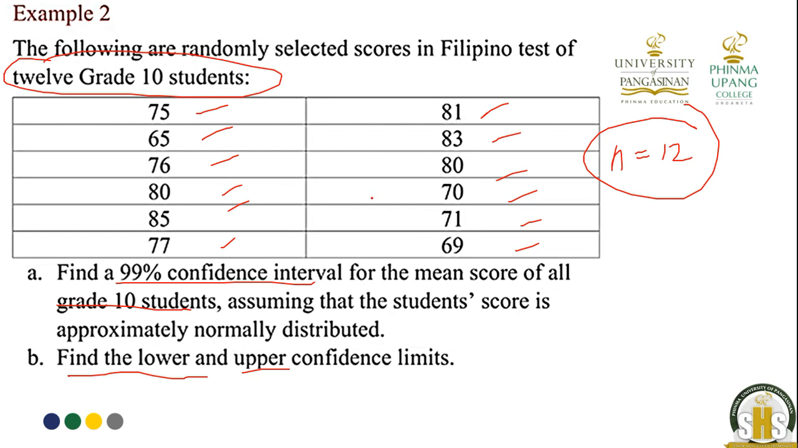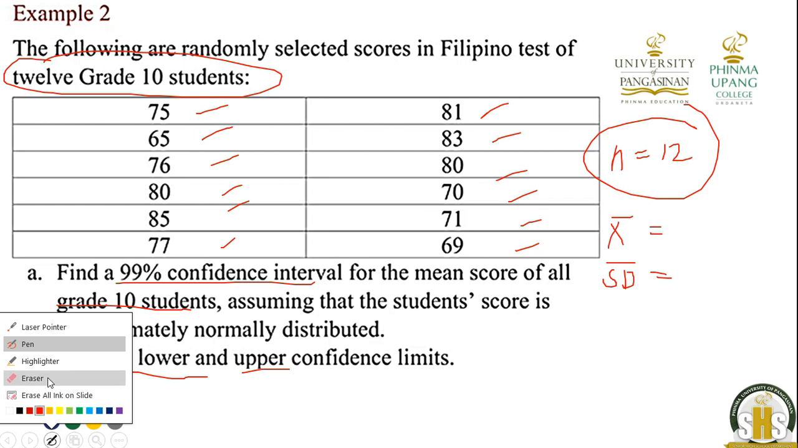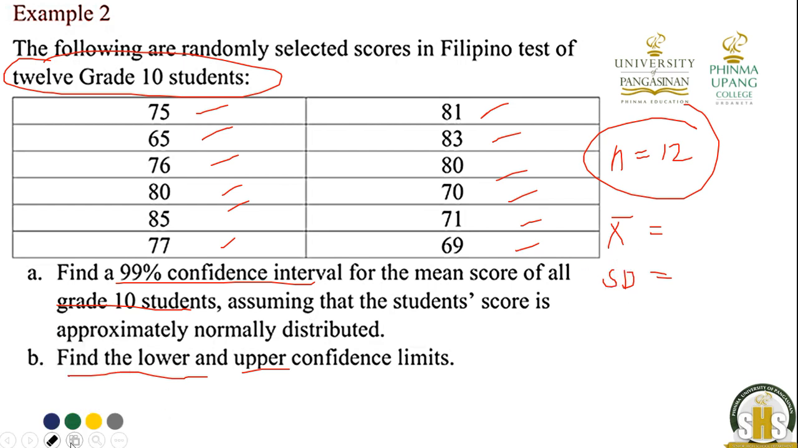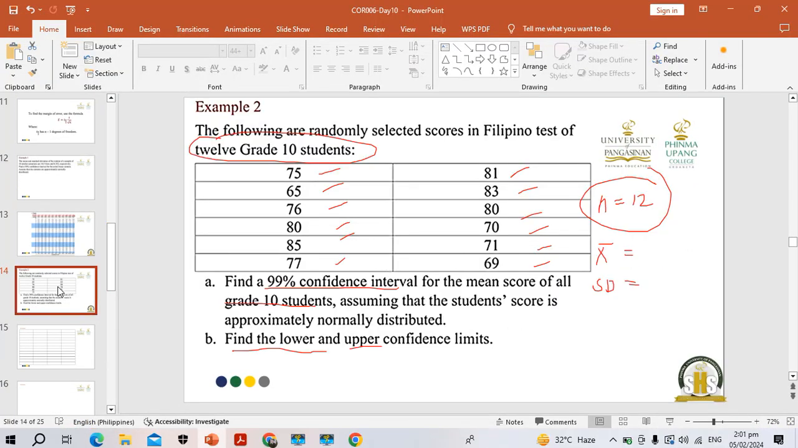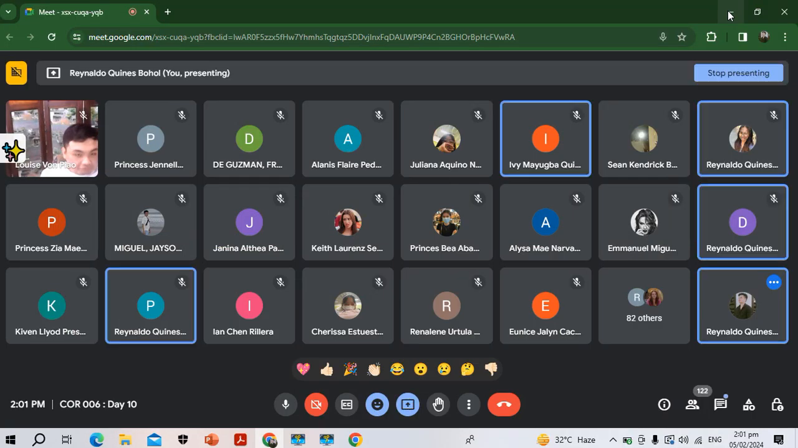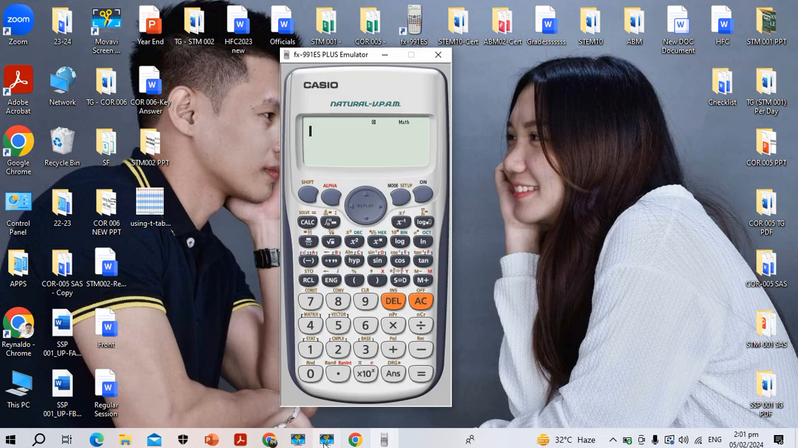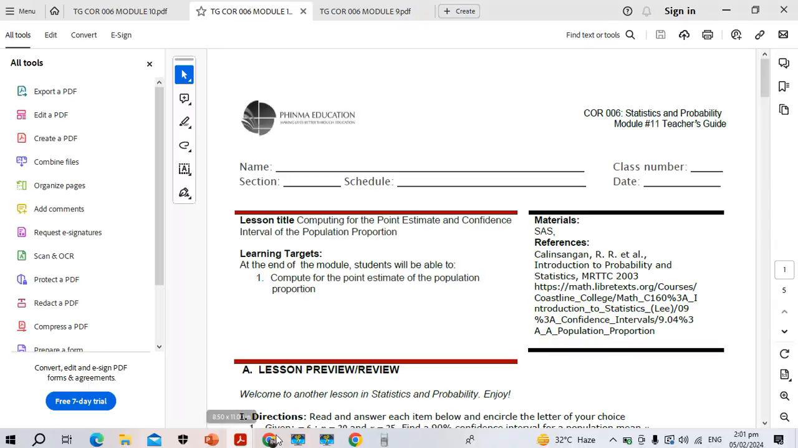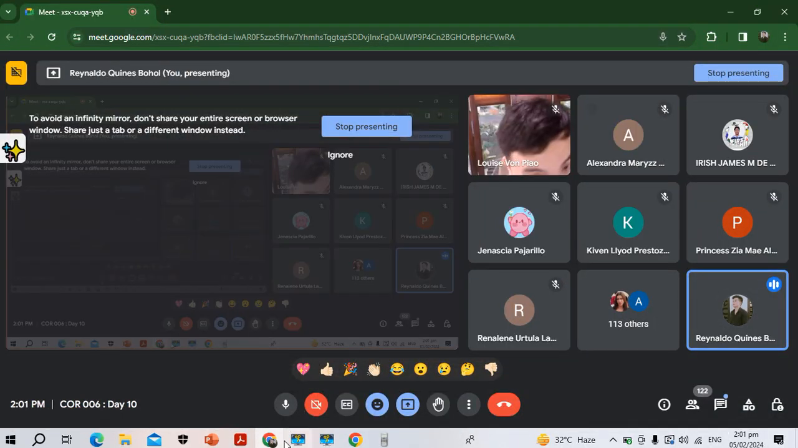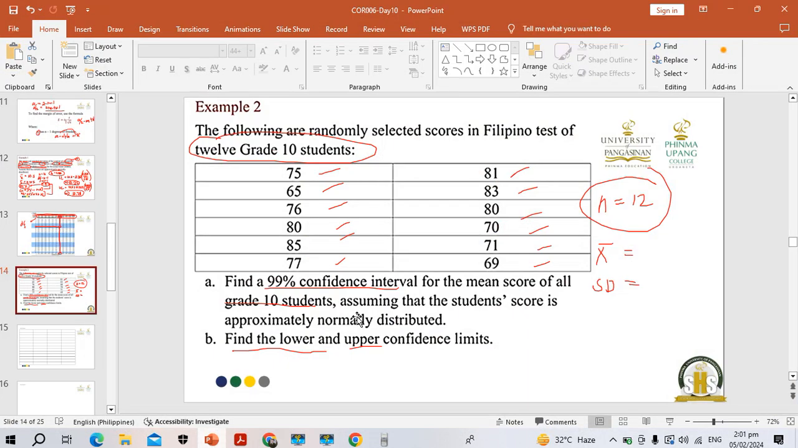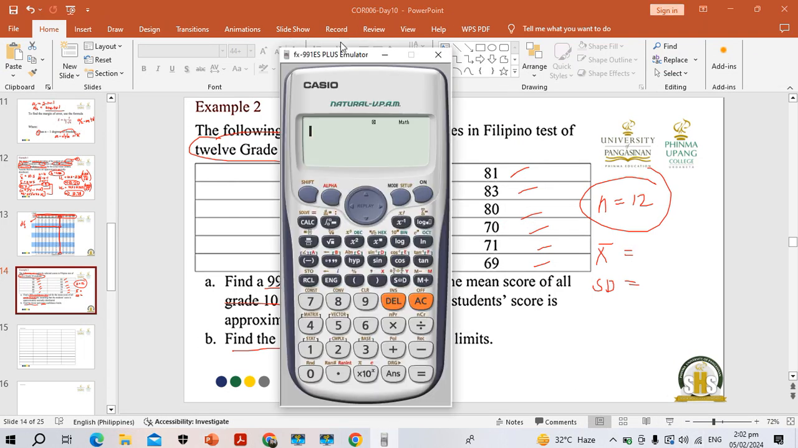First, kailangan hanapin natin yung x bar and your SD. Paano ulit hanapin si x bar? Gamit tayo ng calculator. Gagamit tayo ng calculator. Kailangan ko i-open yan. Saan na yung calculator? Ayan.